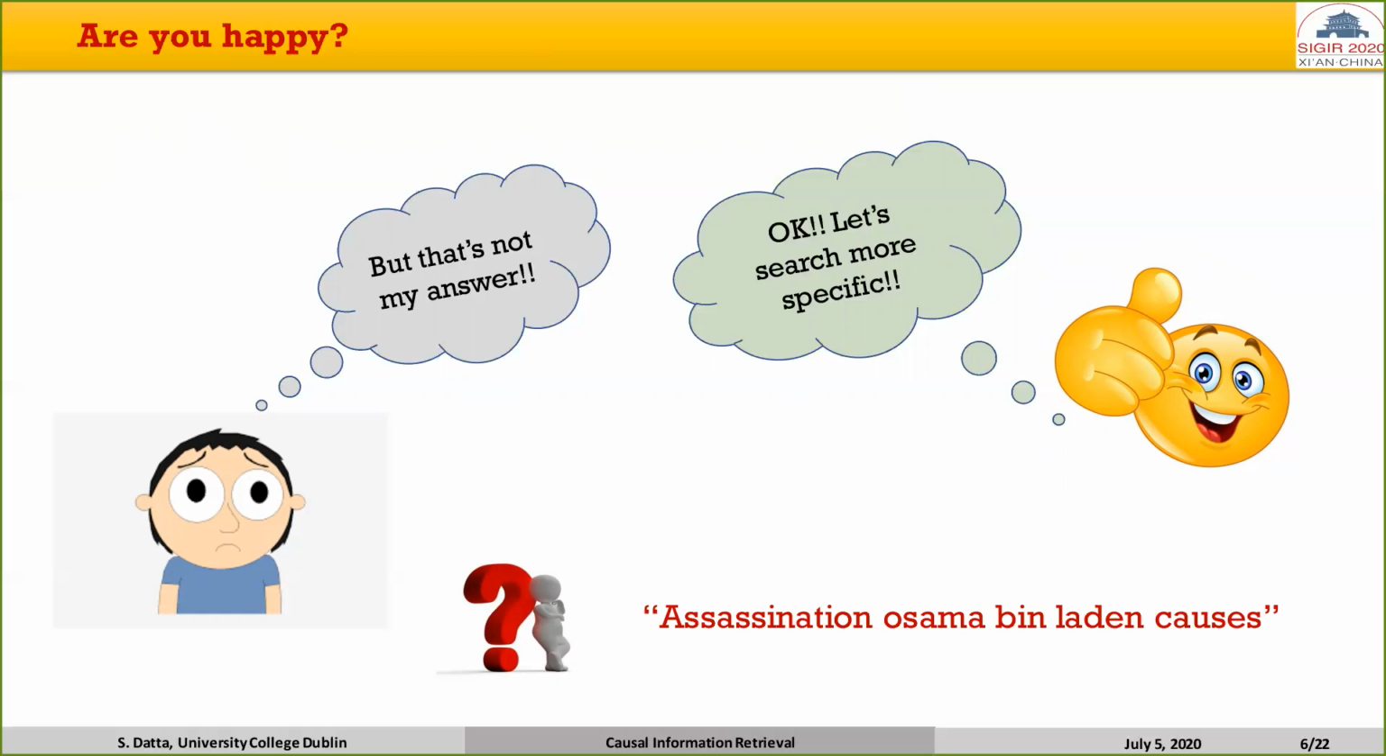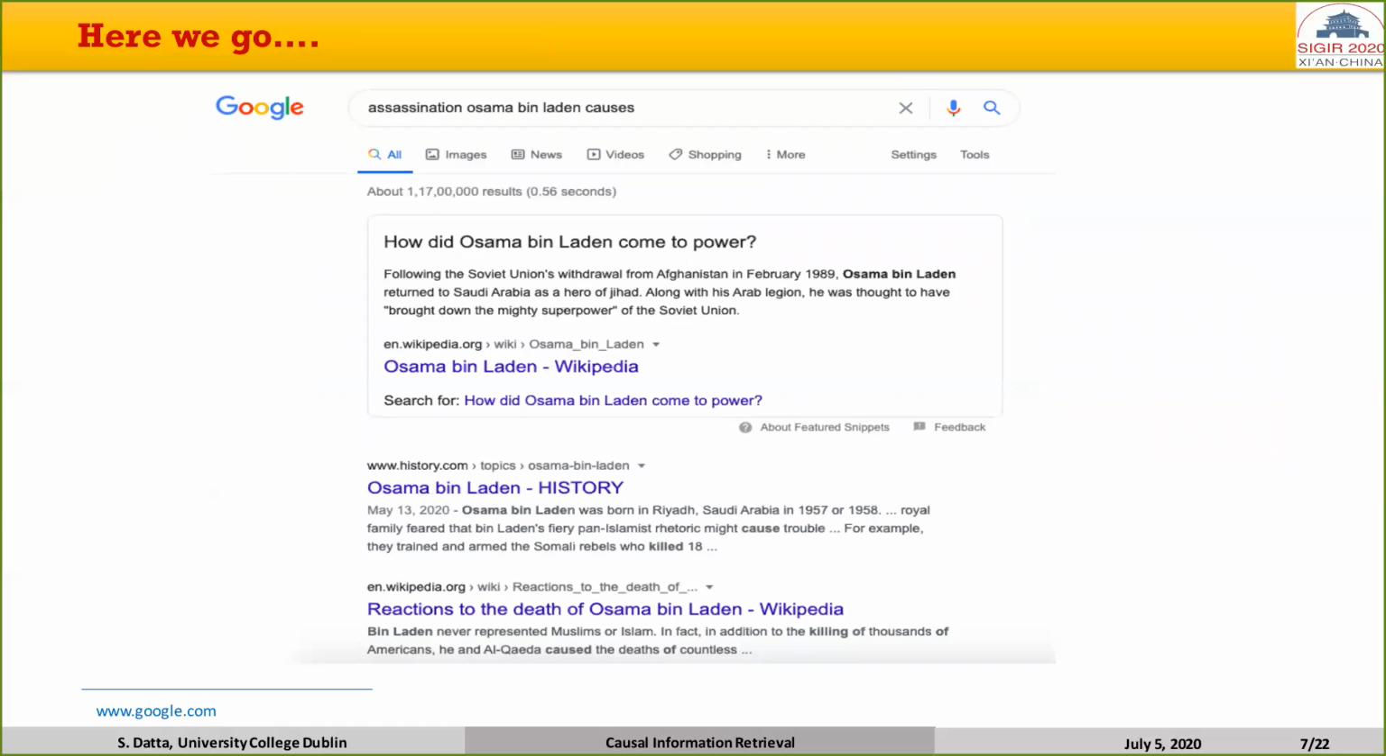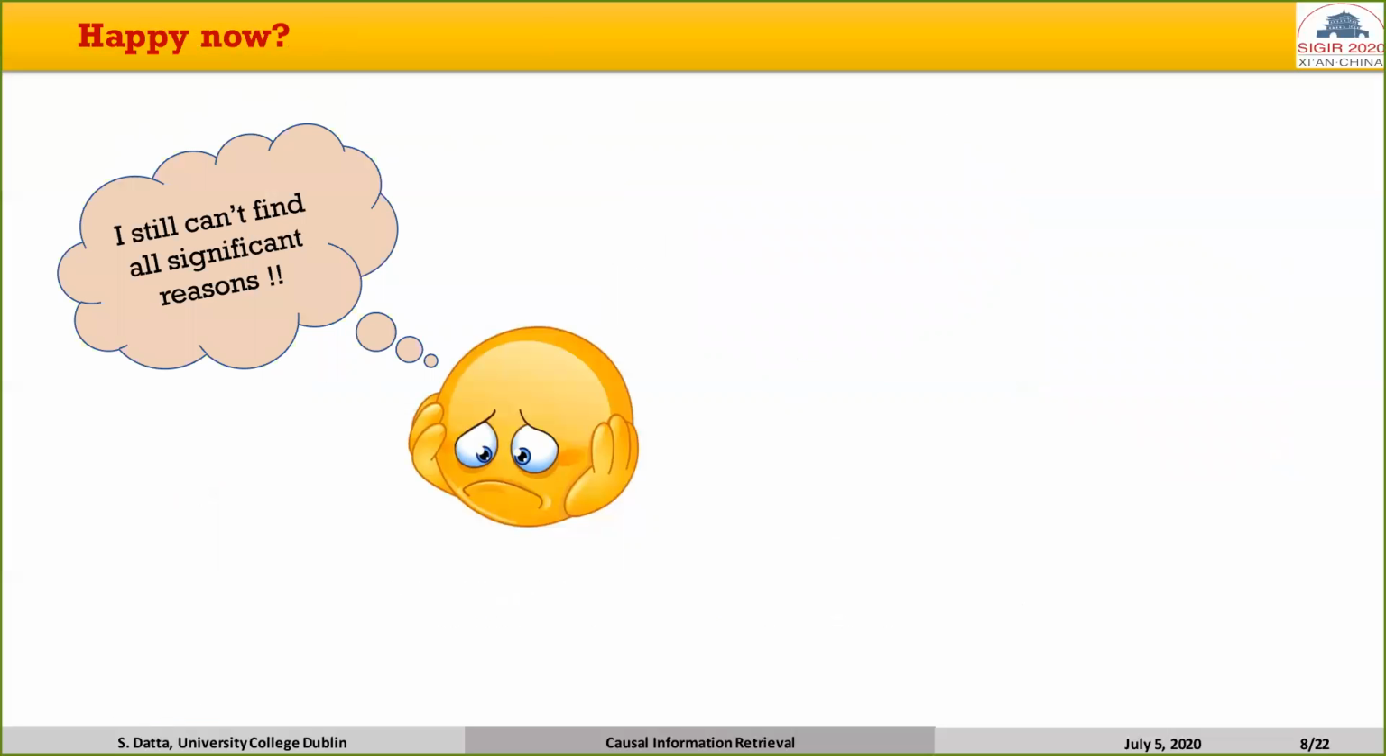Here we intentionally append the term causes with the hope that Google might be able to list out all the reasons behind the assassination of Osama. Okay, let's see what Google says. Here also, as you can see, we don't find a list of documents that are talking about the causes, right? So things are now a little bit disappointing, right?